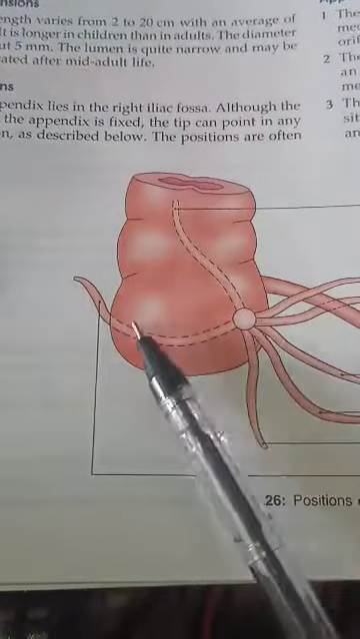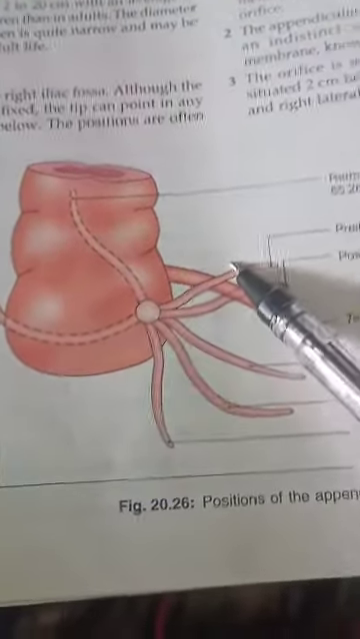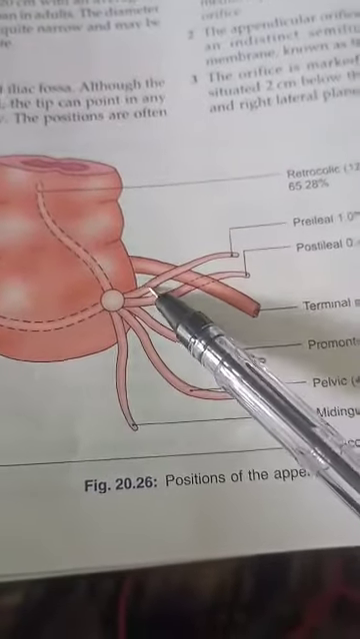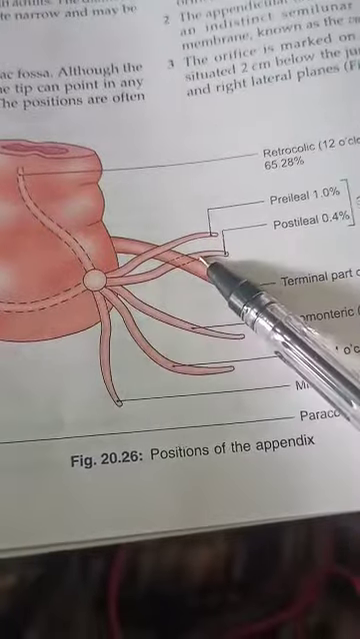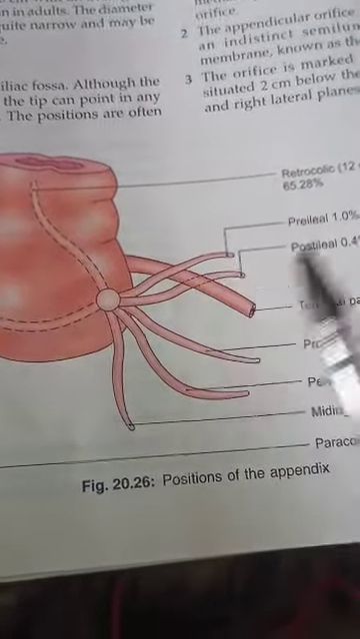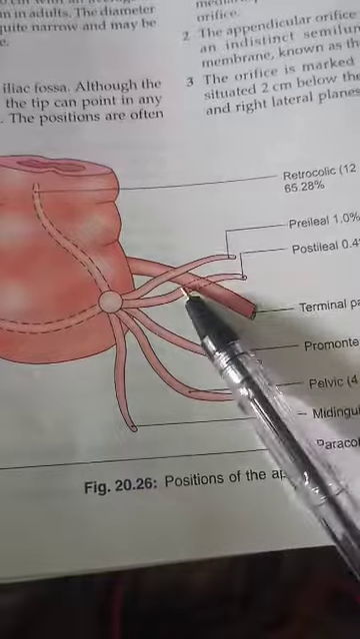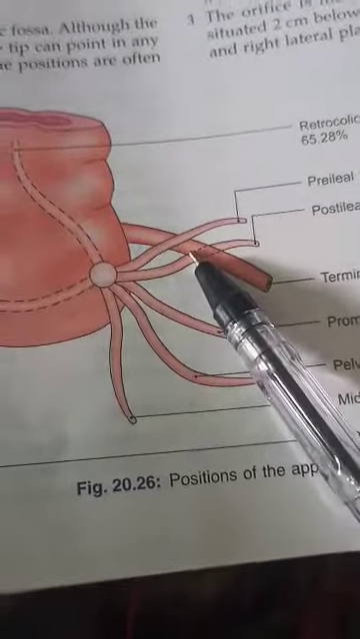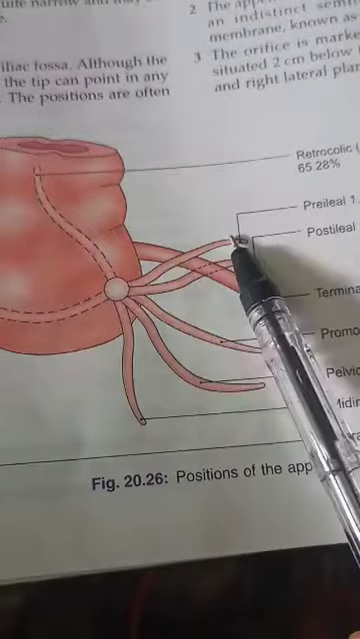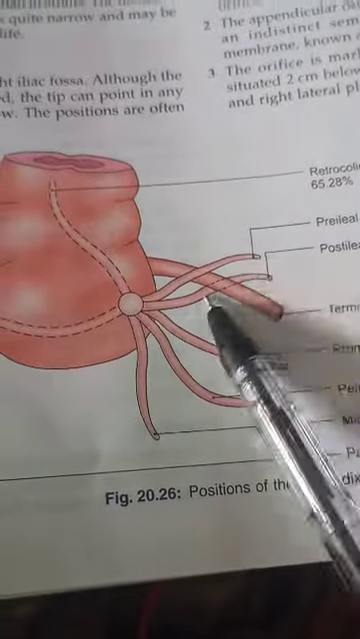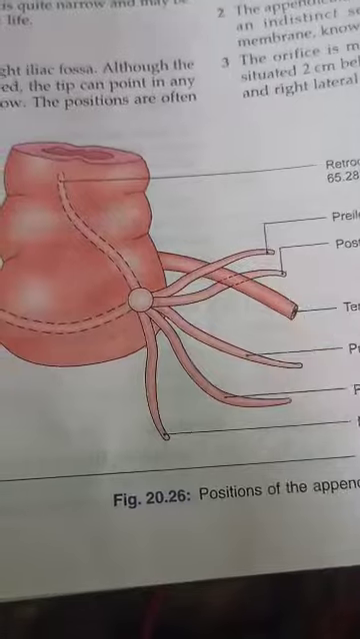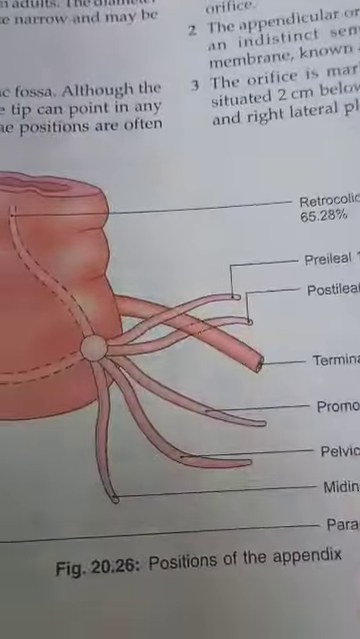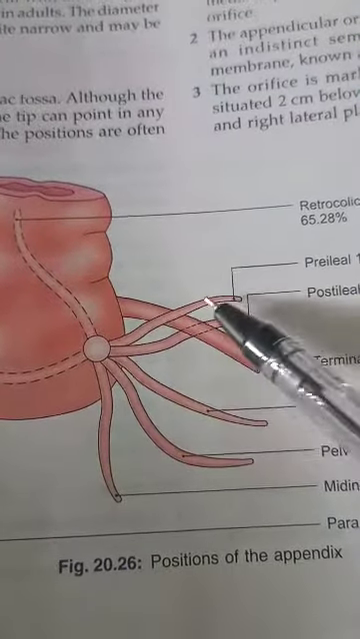And here we can see another position, the 3 o'clock position. This position is also known as the splenic position because it is seen towards the spleen. This is pointing towards the spleen, and this is not 3 o'clock, sorry, 2 o'clock position. This 2 o'clock position can be of two types.